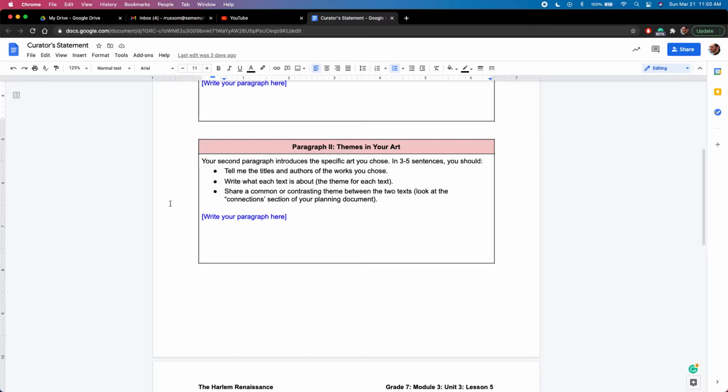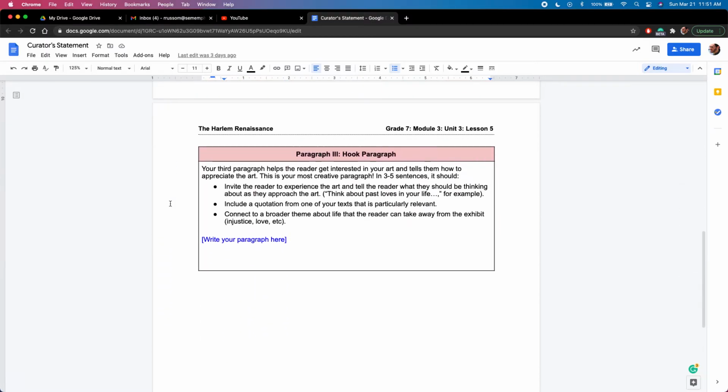Then you're going to tell me the theme for each text. Maybe that's the same theme for both texts, or maybe it's different themes, but you can tell me in that middle section of the paragraph. And then finally, we're going to get to the common or contrasting theme between the two texts. And this is pulled directly from your connection section of your planning document. So if you wrote in complete sentences in that section, you can probably just copy and paste it over. Like I said, once you have the planning document done, paragraph 2 should go really easily.